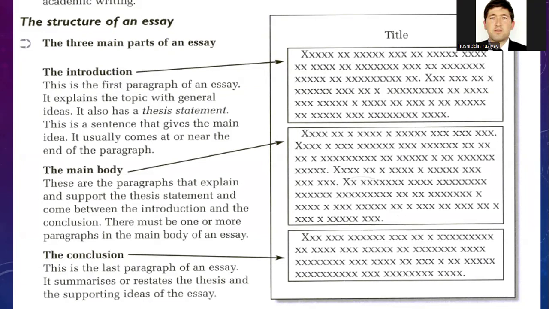The introduction is the first paragraph of an essay. It explains the topic with a general idea. It also has a thesis statement. This is a sentence that gives the main idea. It usually comes at or near the end of the paragraph. In the introduction, you should give the general idea about the topic, and then you should move to a specific idea. This idea is called the thesis statement. The thesis statement gives a general or specific idea of the essay. It comes at the end of the introductory paragraph.